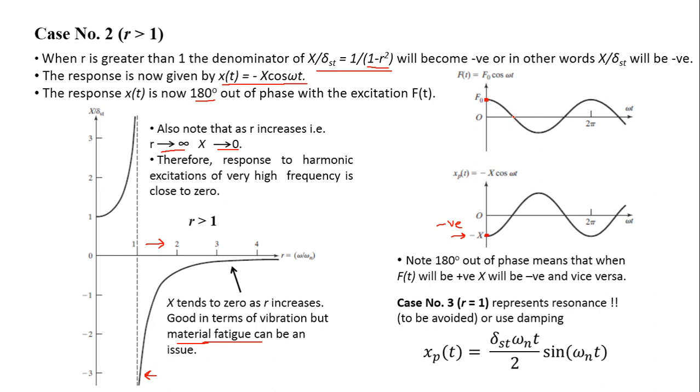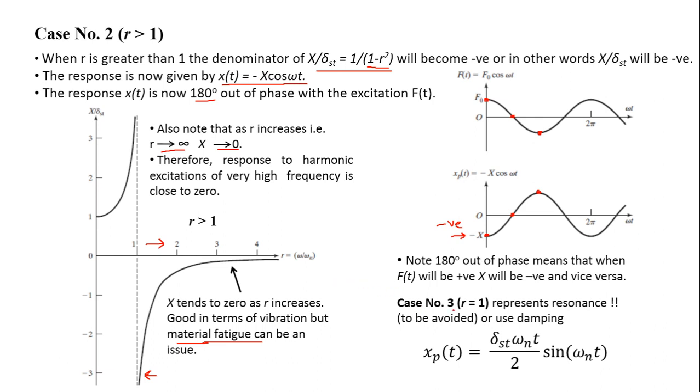And when this function passes through its equilibrium point, or zero point, the response will also pass through zero. As the input reaches its negative maximum, the response will reach its positive maximum. So the inertia element in your vibratory system will move in the opposite direction relative to your input excitation. That is what this negative signifies here.